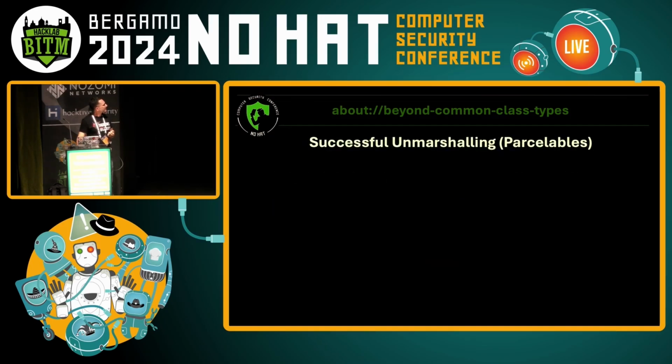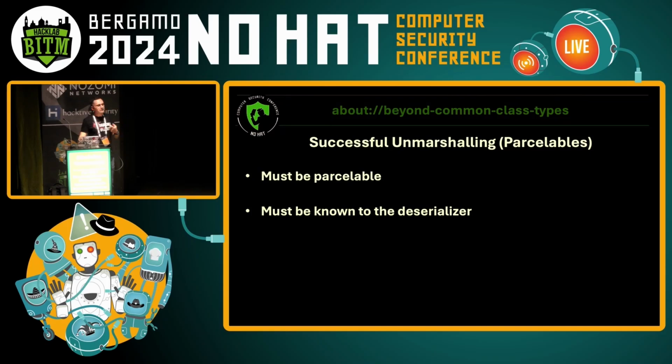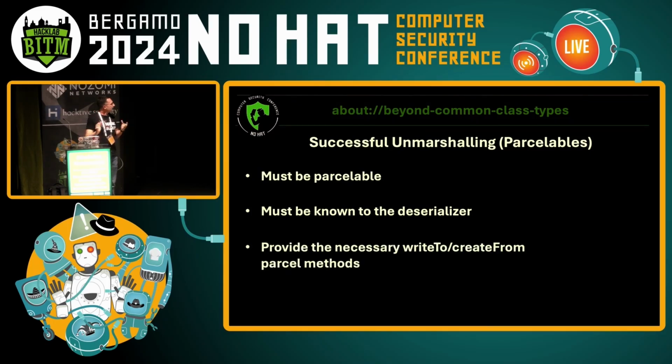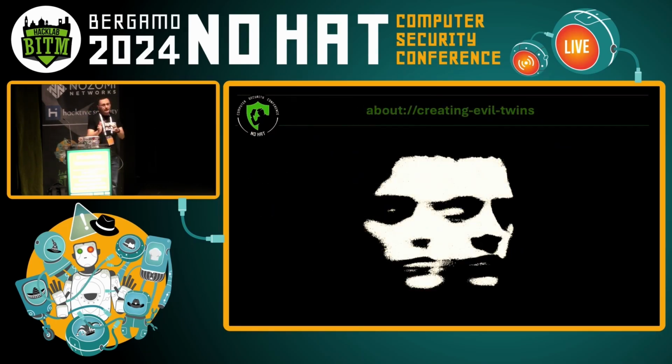Now, when it comes to parcelable, similar things. The class that we want to send must be parcelable. I'll show you how it looks, at least. And it must be known to the deserializer. And once again, the receiving end must provide the methods which can be used in order to create a parcel out of a receiving one. All right, so now that we have some base regarding parcelables, serializables, class loaders, and all this kind of stuff, let's see how we can create an object of a class which belongs to another app.